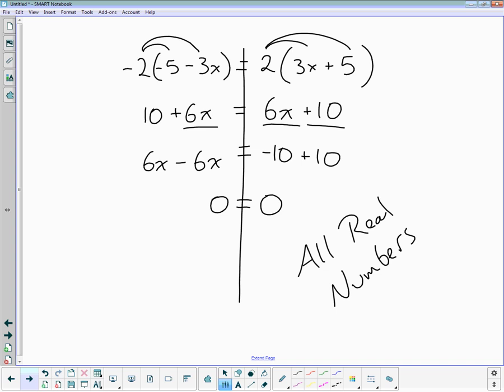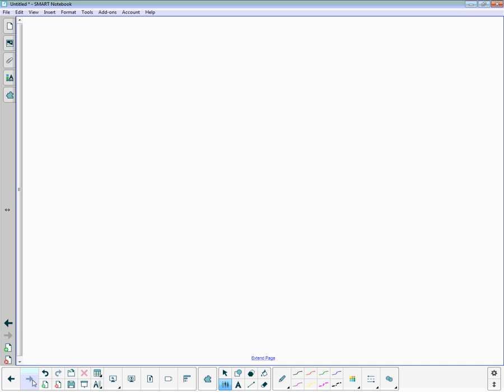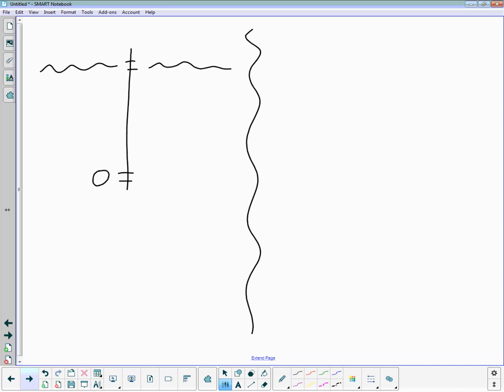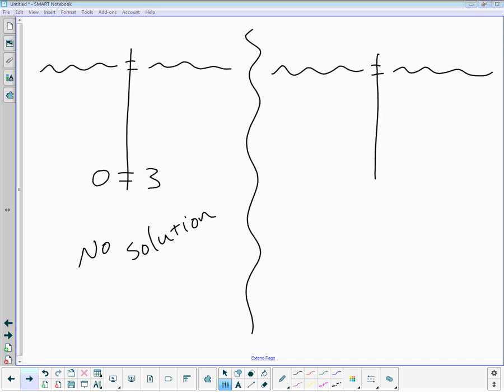Okay? All real numbers means what you're saying is that all numbers will work. Any number will work in this because it will always come out true. Right. So, to sum those up: you have something equals something, and you're left with 0 equals 3. That's no solution. And something equals something, and you're left with 5 equals 5. All real numbers.